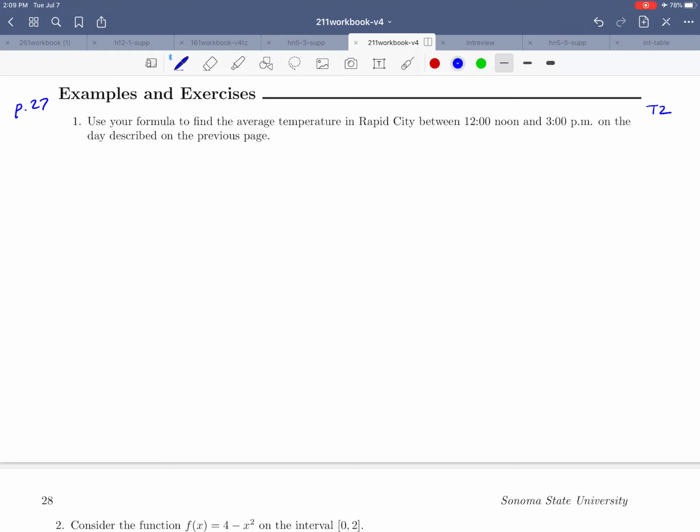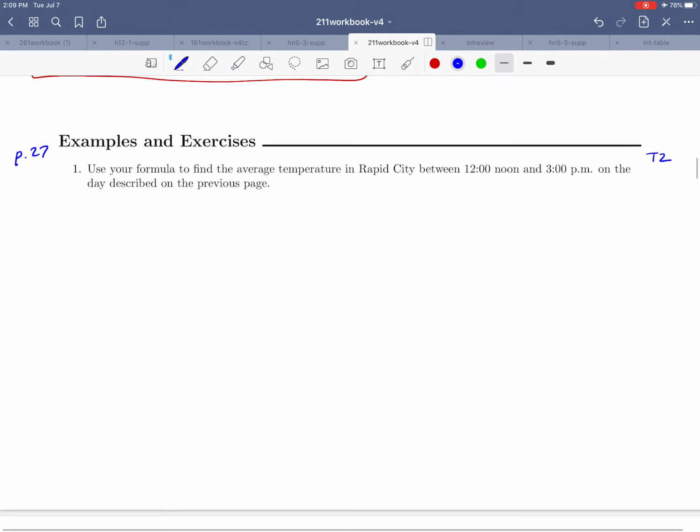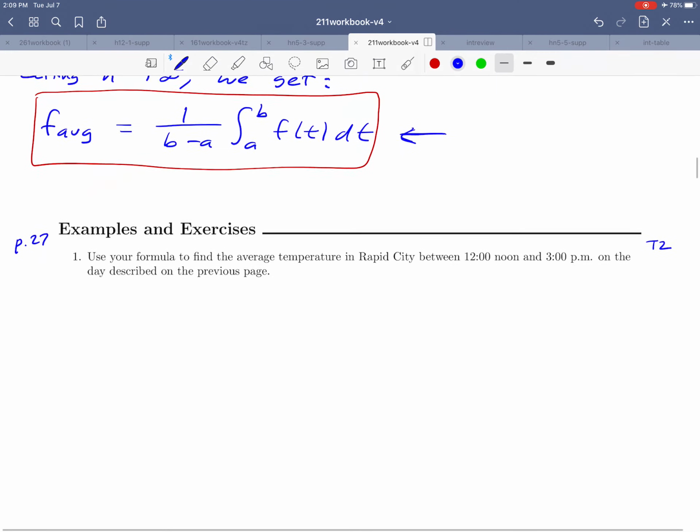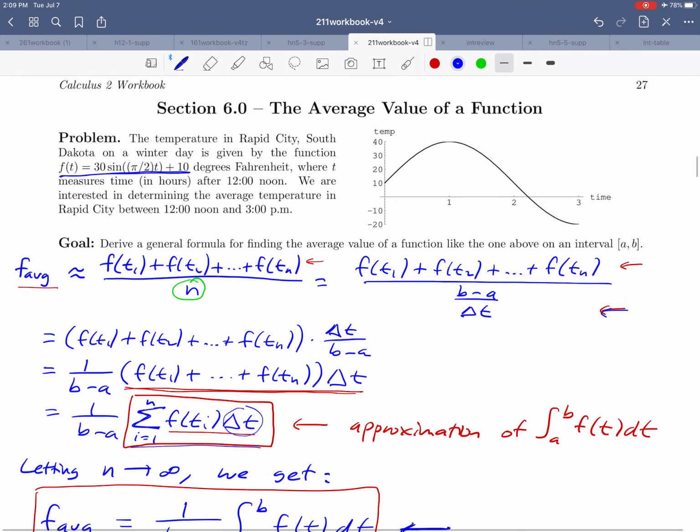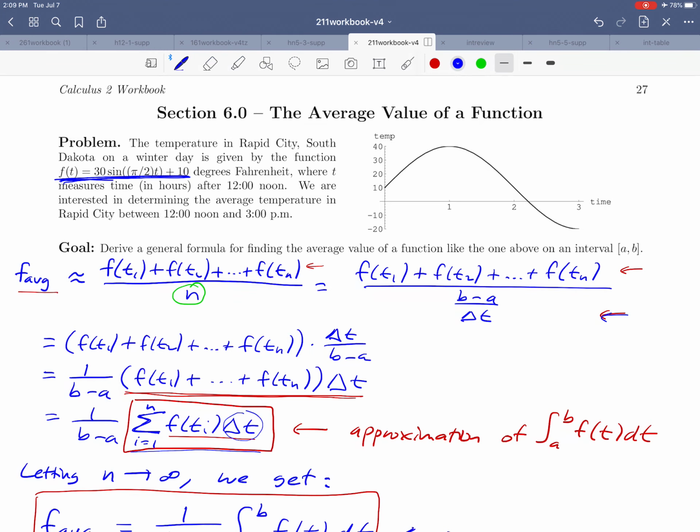Okay, so let's remind ourselves of what the pieces of the puzzle were here. First of all, our formula for the average value of a function looked like this. That's what we're going to use to do this calculation. And then the actual temperature function was what was given up here. So that's the f that we're going to use.